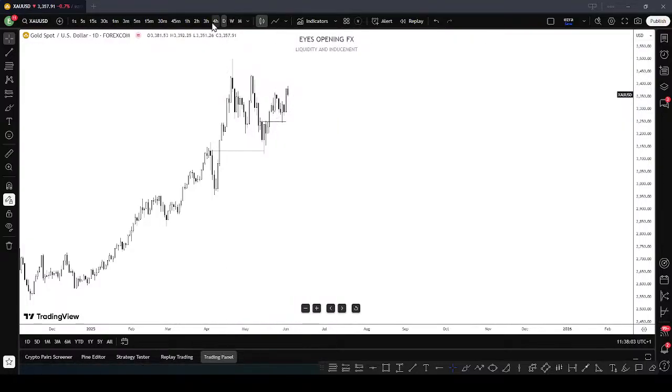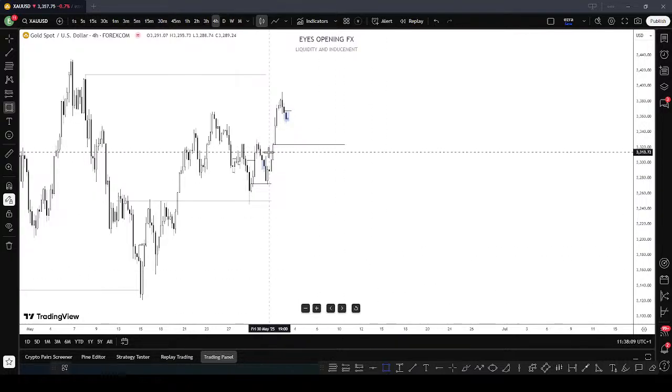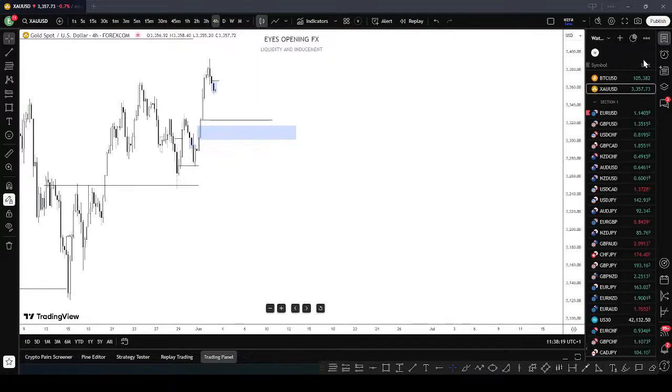But in general, what you are doing is just simple. You mark out your support level, which is around here. Then you mark out the last mitigation of it, which is around here. Then you wait for market to give you entry, then you buy. All right. So let's look at GBP card and see what it's doing currently. If we see entry on it, GBP card.